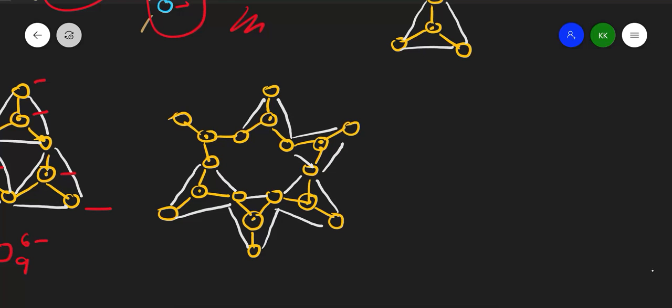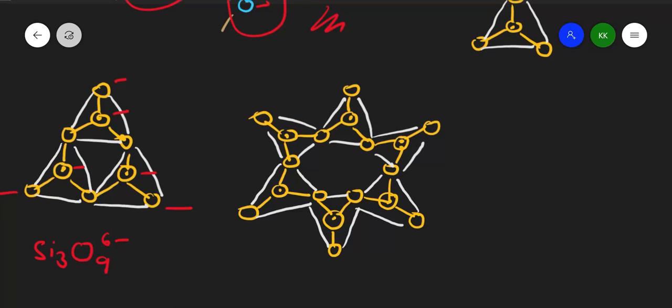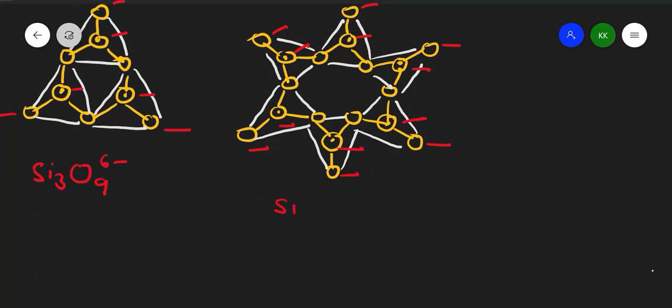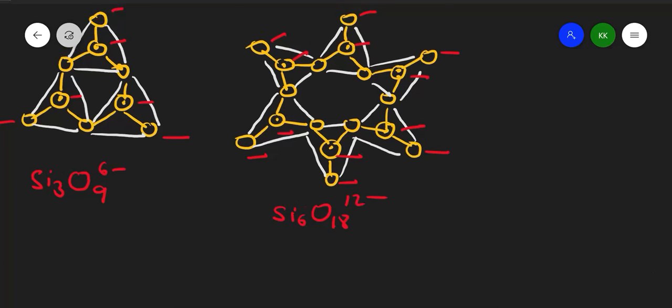Because this is how we should learn. So this is how it happened, right? So this is the structure. Negative charge, you can give this negative, negative, negative, and so on, right? So if you count, it will be Si6O18, right? O18, 12 minus. I got O18, right?